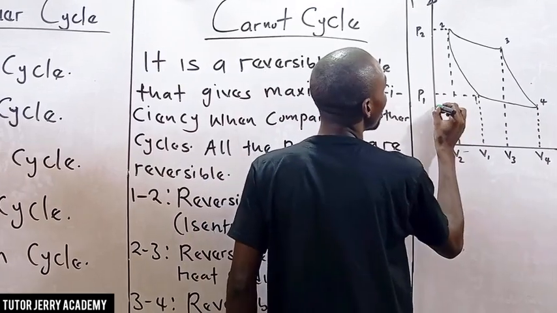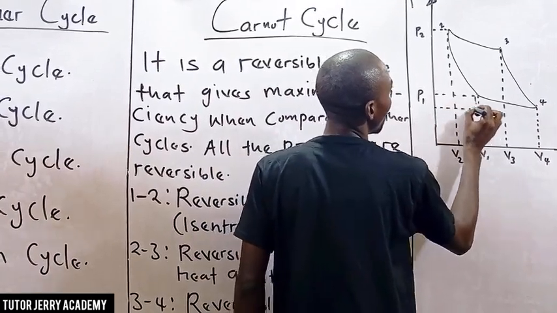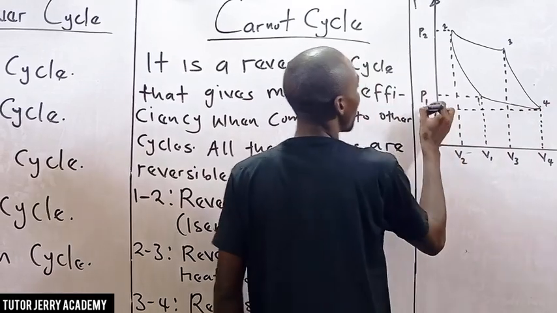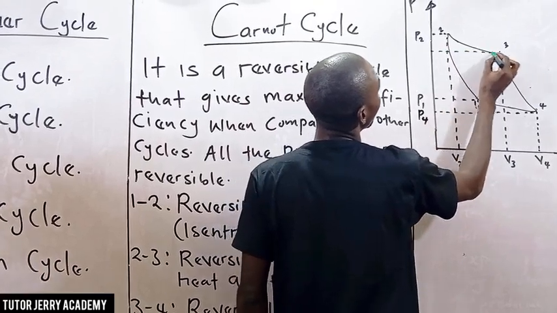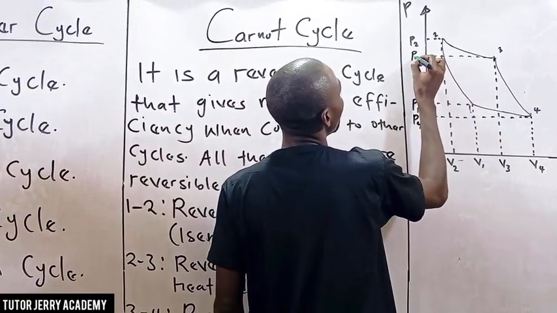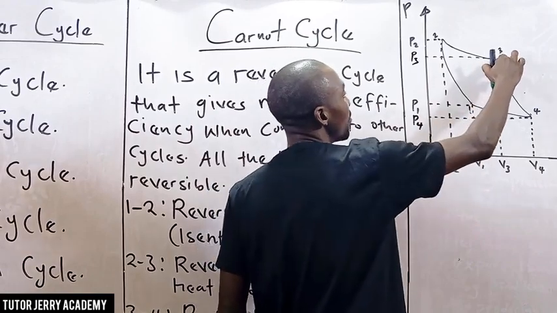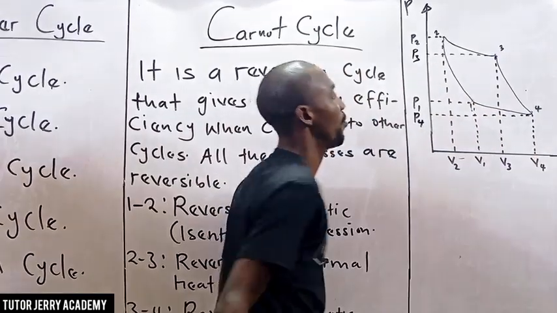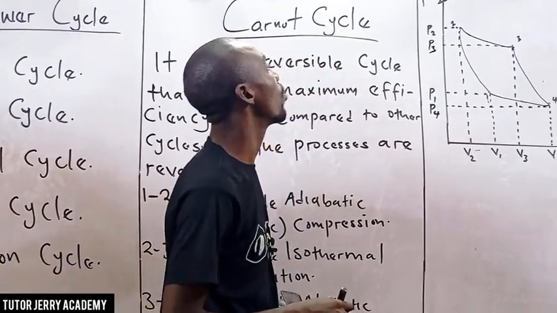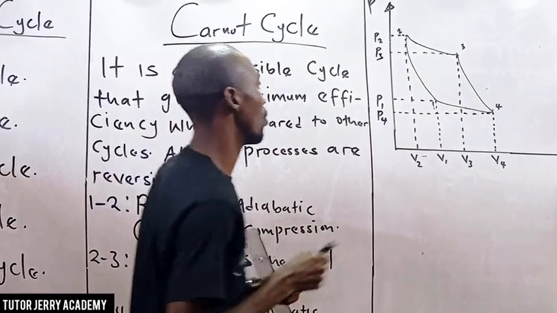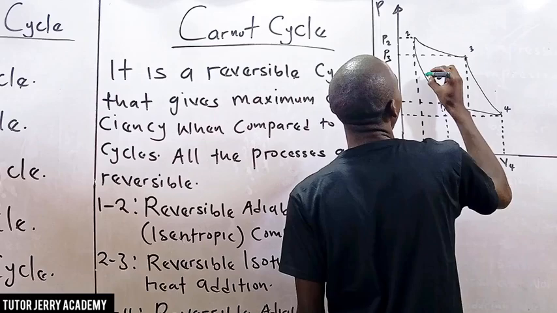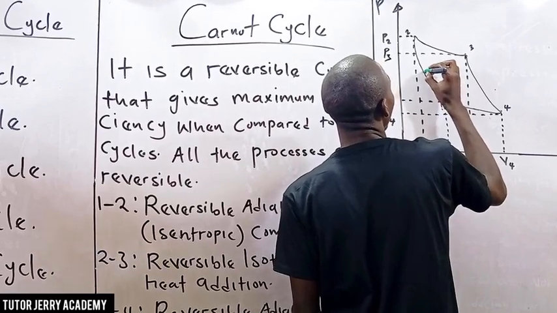So if we trace this point like this, so we are going to have P4 here, and we trace this out like this, I'm going to have this to be P3. So the pressure decreases from P3 to P4. So this is how we are to draw the PV diagram of a Carnot cycle. So let's put our arrow showing all these curves.